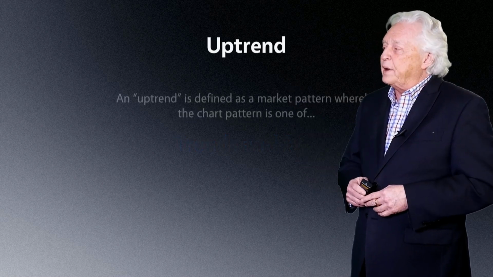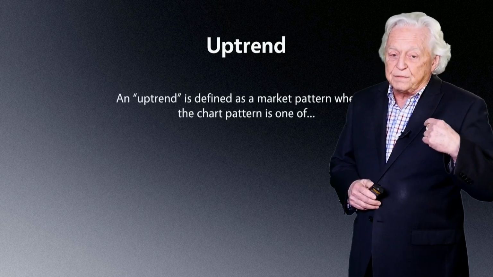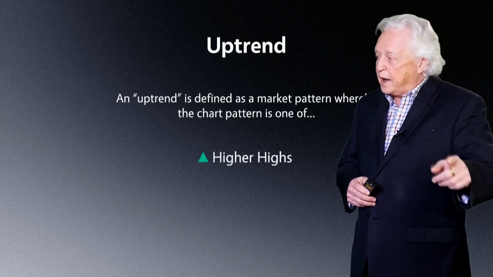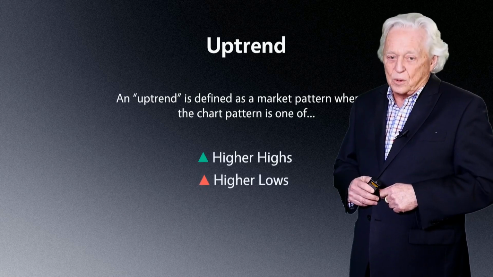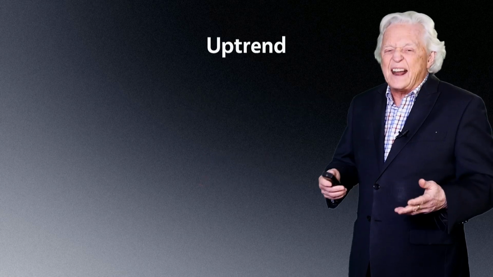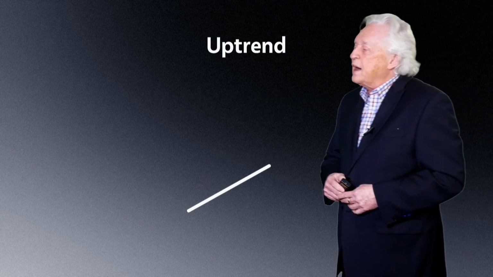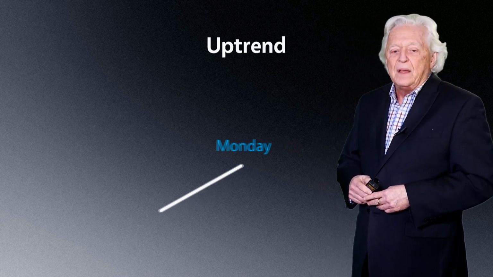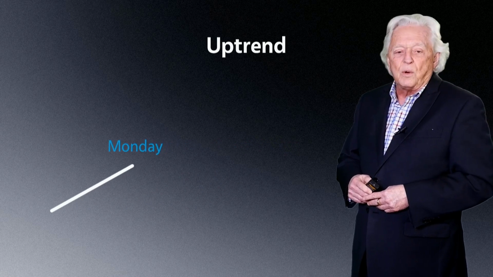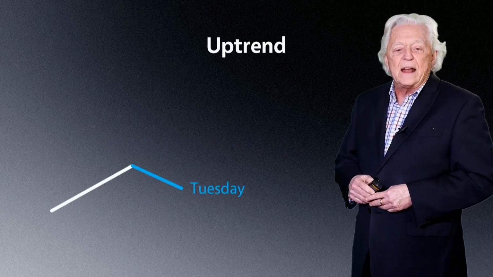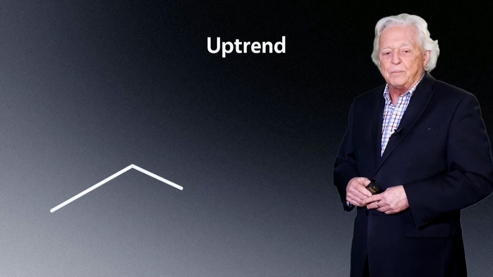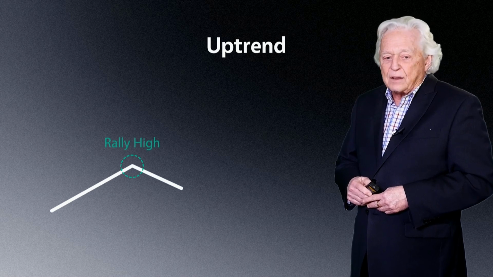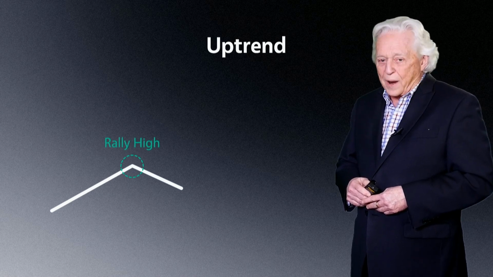Well, let's start with an uptrend first. An uptrend, as I define it, is a market pattern whereby the chart pattern is one of higher highs and higher lows. You see that? But how do you see that on a chart, right? So let's assume we get a line coming up just this way. We'll call that Monday. So we had an up day on a Monday. Then the market, I'll move that over for you, slips back. And on Tuesday, we get the market coming down. What do we have right here? Well, we have an apex, I think you'd agree.